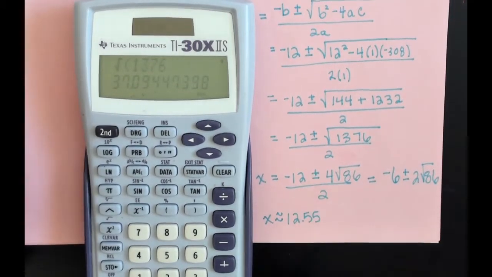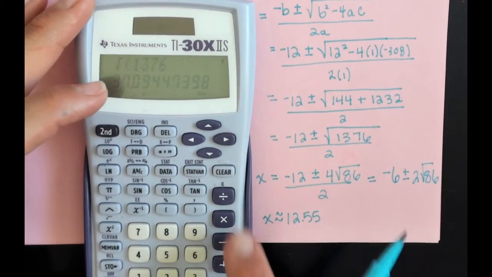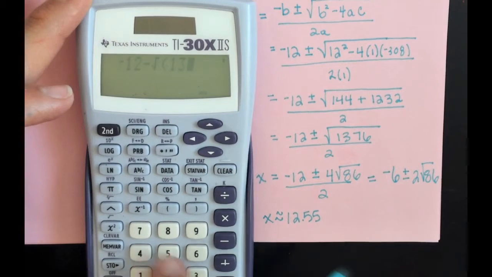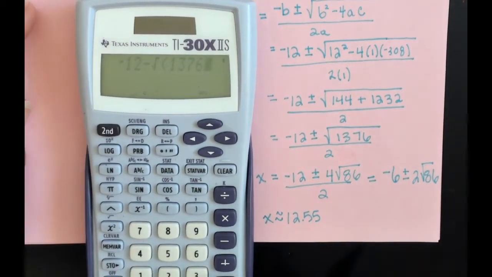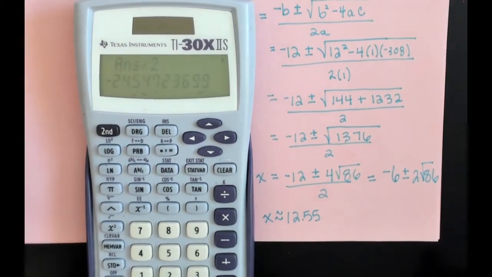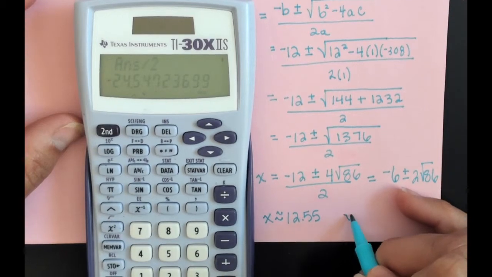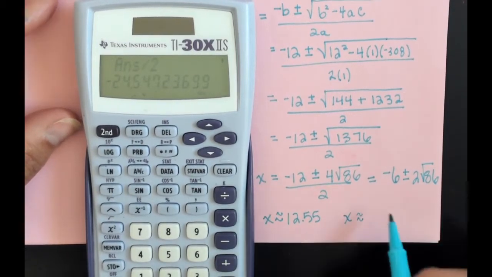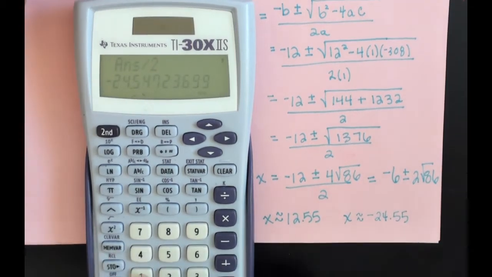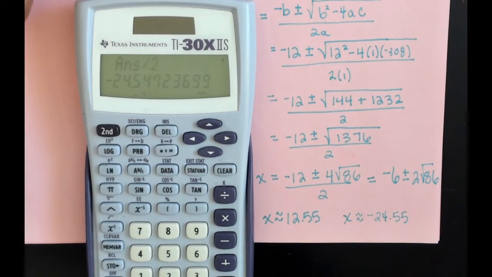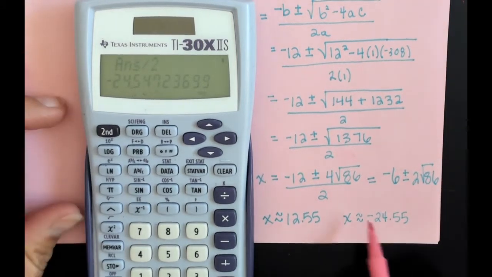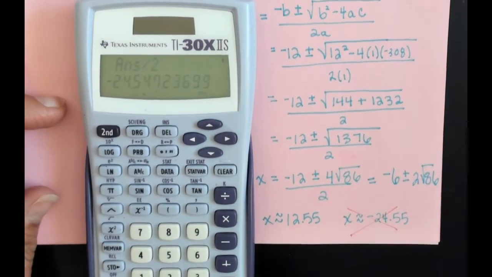Now I'm also going to take the square root of that 1376, but what I'm going to do is make it negative. So how about we start with negative 12 minus the square root of 1376. That's going to be a negative number, and we're going to divide that by 2. And already I know this can't be possible because what I'm trying to get to is a length for x. I can't have negative lengths. So because I can't have negative lengths, this one isn't going to work.